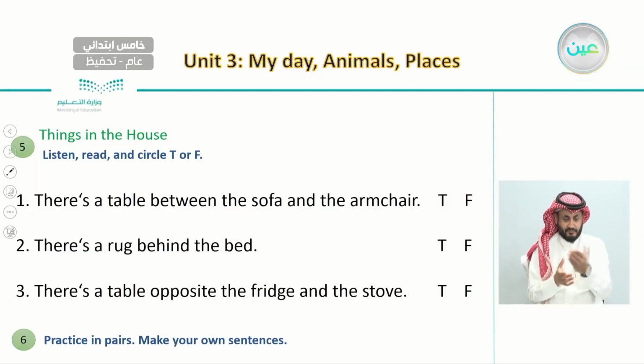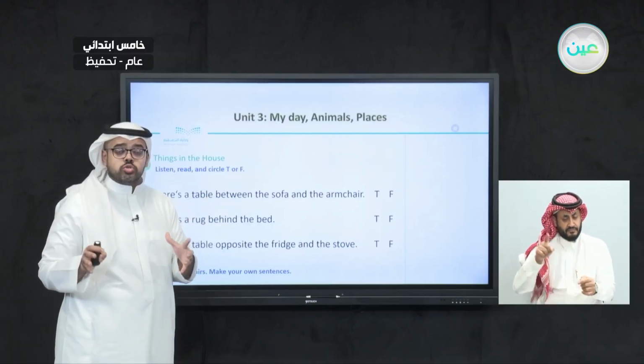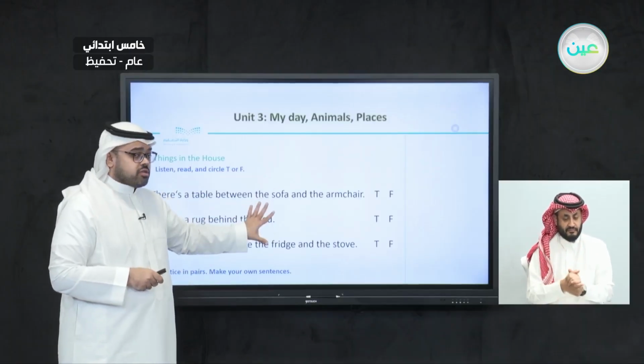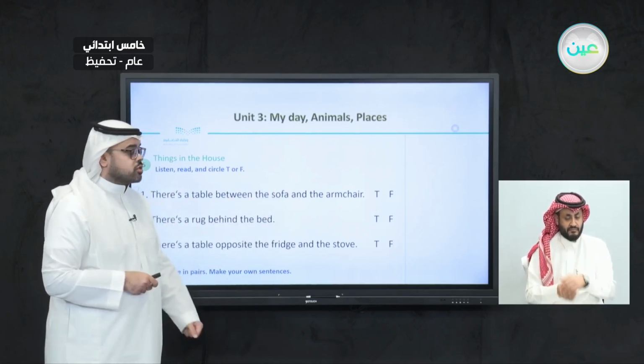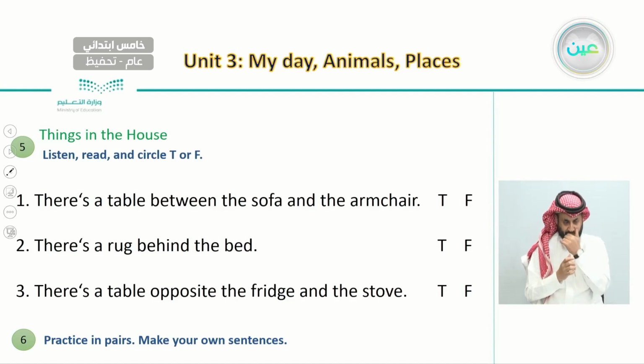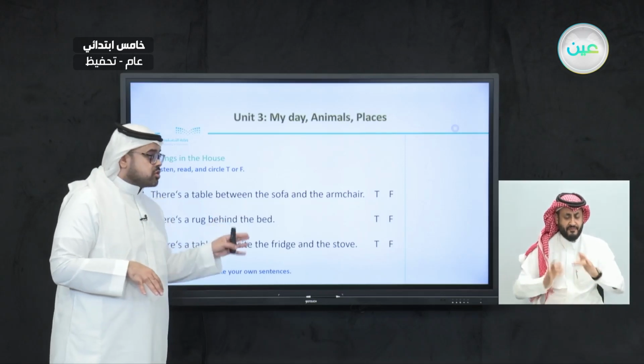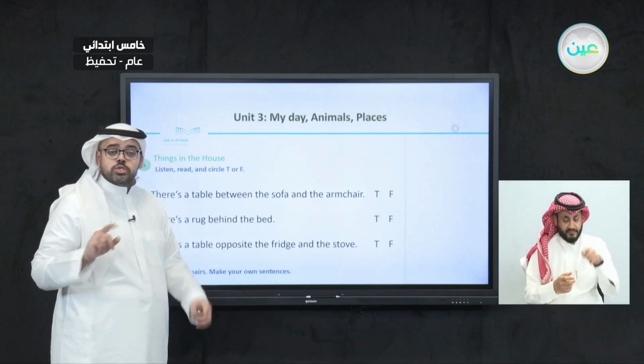So also we do have a picture, as you can see in your book, and here we need to read these sentences and try to write down. If the description is right, we're going to circle T. If it's not, we're going to circle F. So let's listen to the first one. Have a look at the picture in front of you: there is a table between the sofa and armchair. If there is, we should circle T. If there is not, we should circle F.